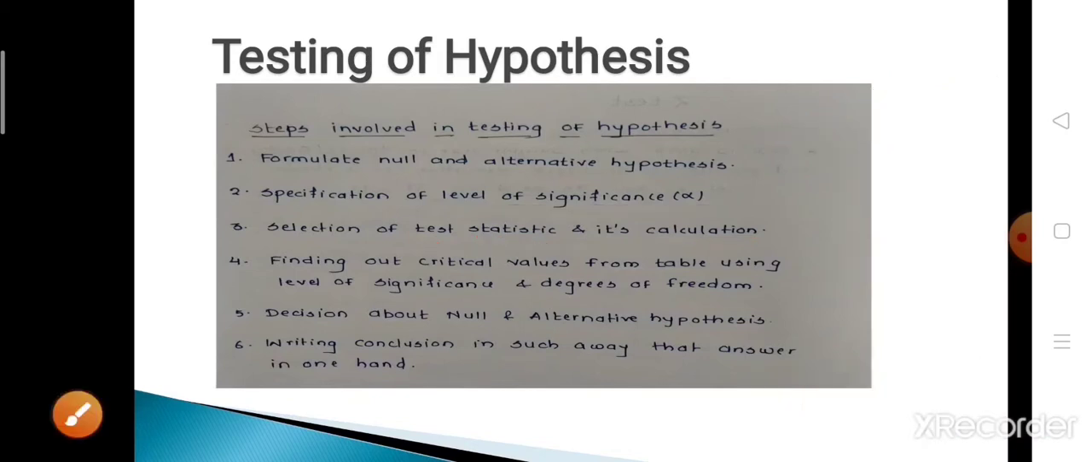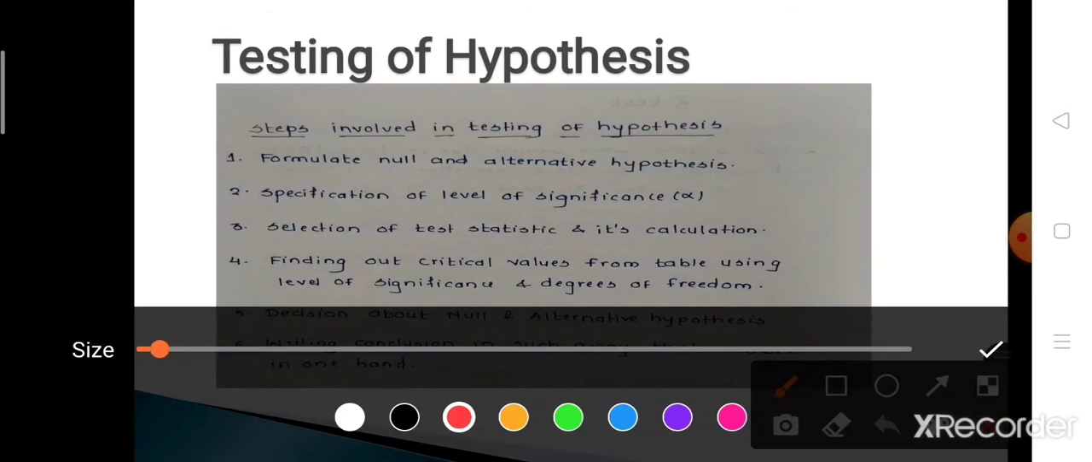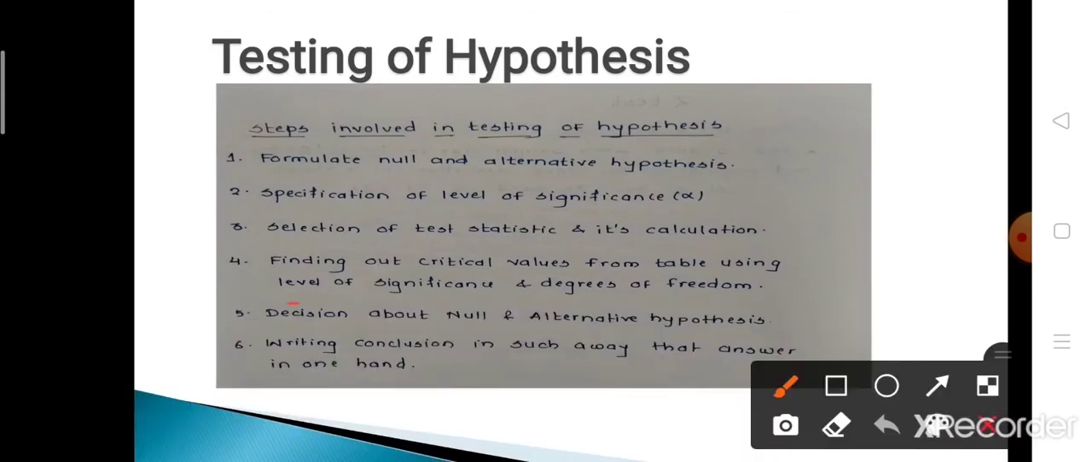Now the fourth step is finding out the critical values from the statistical table by using the level of significance and degrees of freedom. What is the degrees of freedom? Degrees of freedom is the number of independent observations. If there are n observations, then degrees of freedom is n minus 1.